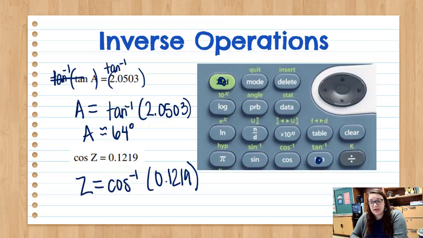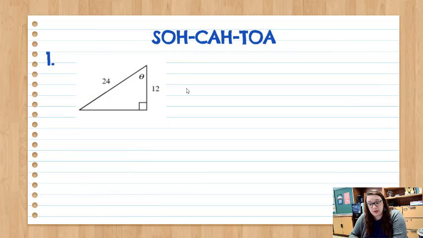82.998. That's about 83. So z is approximately 83 degrees. Let's try it with a triangle. So here's a triangle. Looks just like what we've been doing. Let's set up SOH-CAH-TOA. I've got my reference angle.